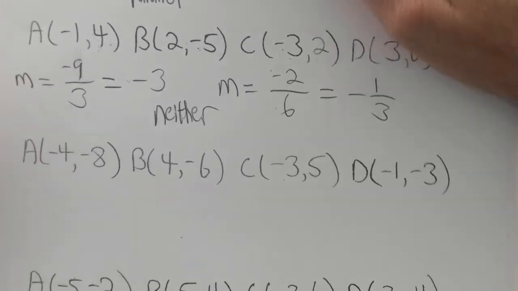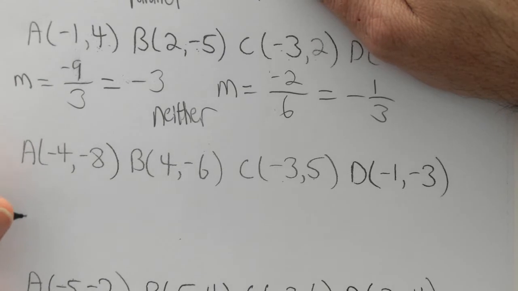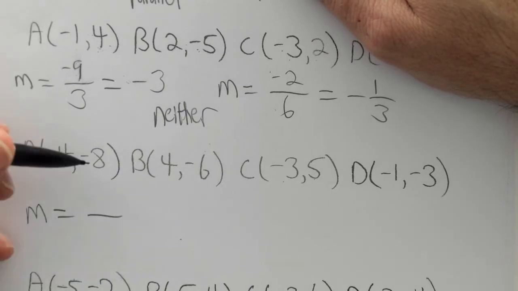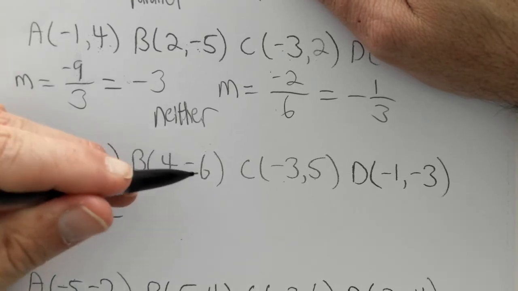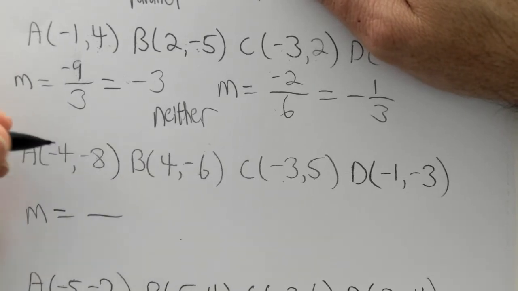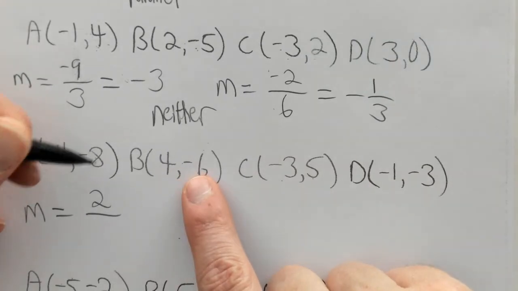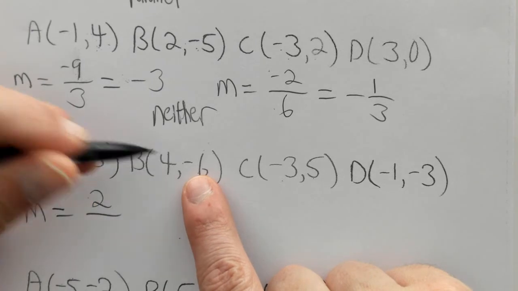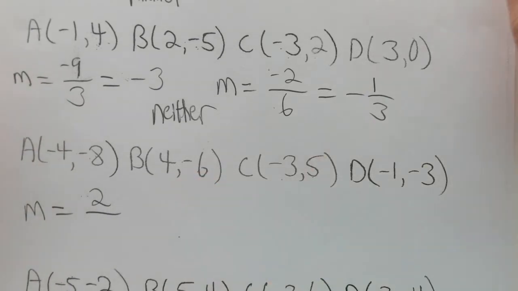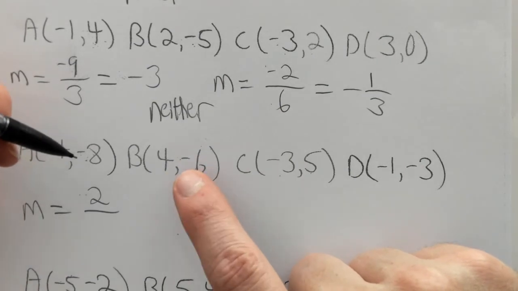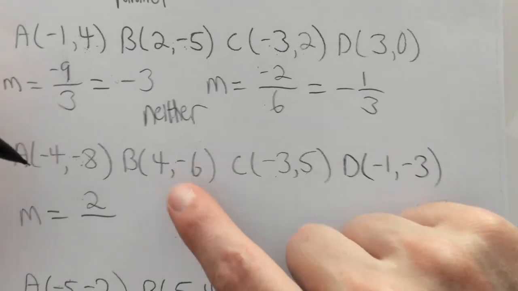So on this next one, I'm trying to find the slope of AB. So the slope equals, and so I need change in y, -8 to -6. That's actually going up by 2. And so remember what we said, the signs are the same. You could subtract the numbers. 8 minus 6 is 2. And it's going up, so it's a positive 2. Okay? So remember, if the signs are the same, subtract the numbers. If the signs are different, add the numbers, like they are on the change in x.